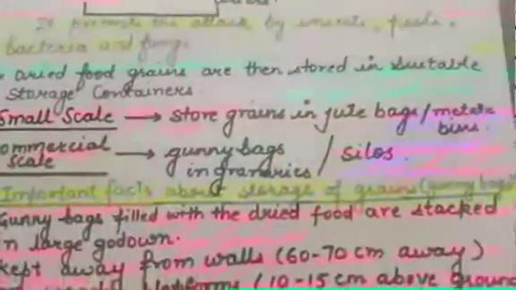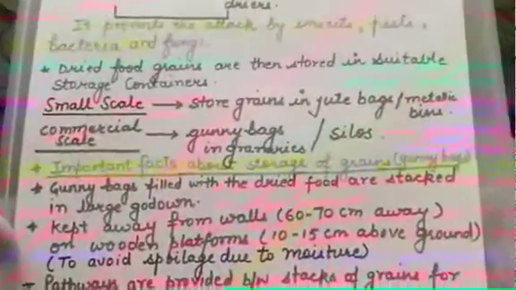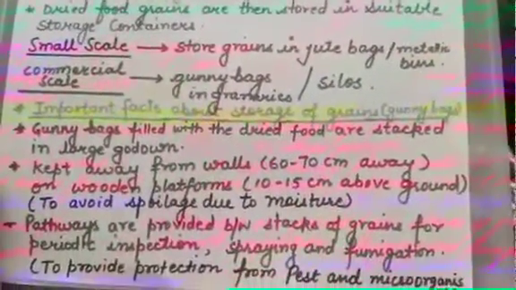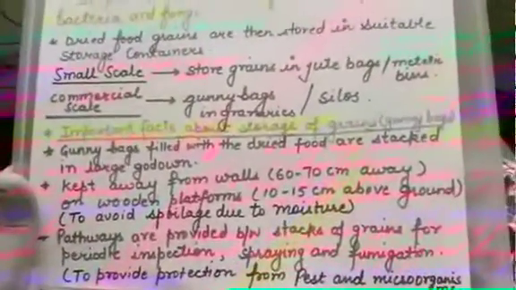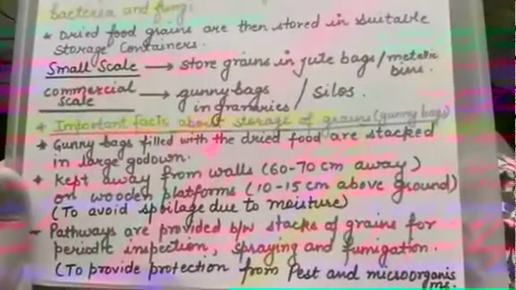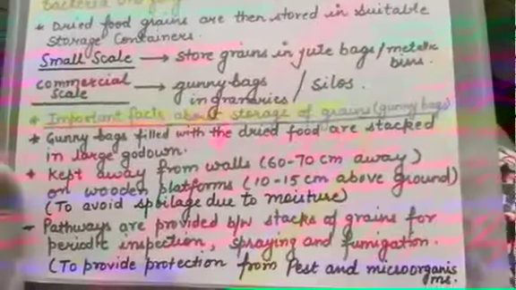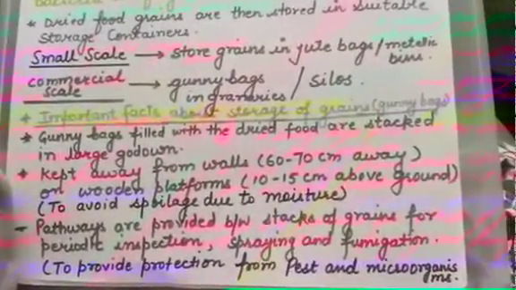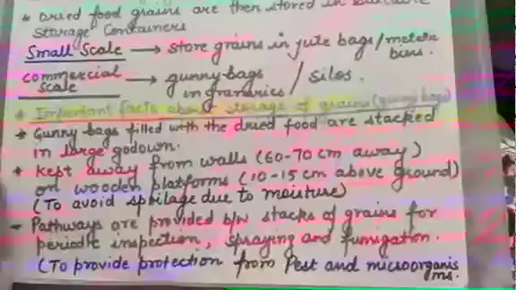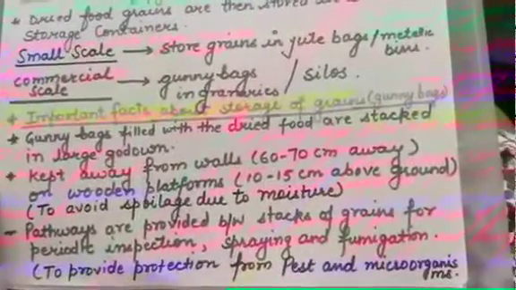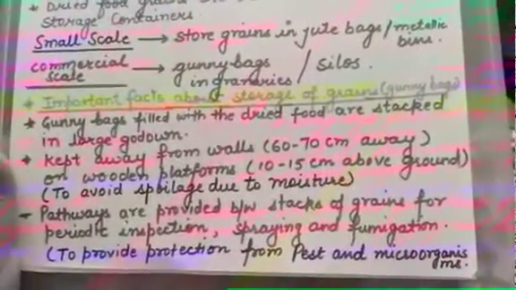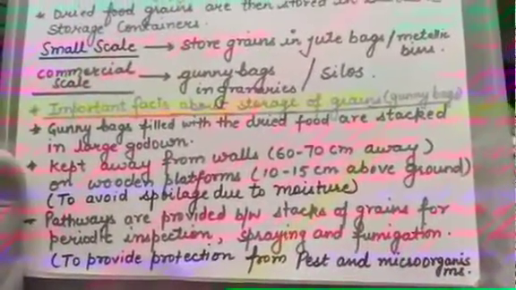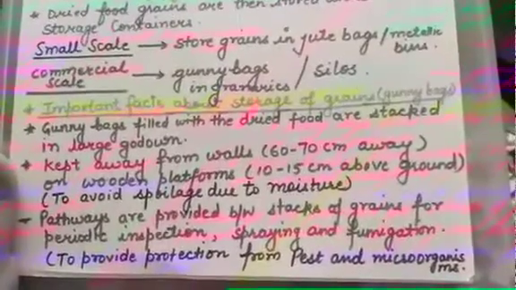First of all, let us discuss important facts about gunny bags, how we store grains in gunny bags. Gunny bags filled with the dried foods are stacked in a large godown. They are kept away from the walls on wooden platforms, that is above the ground and away from the walls. Why do we do this? To avoid spoilage due to moisture.